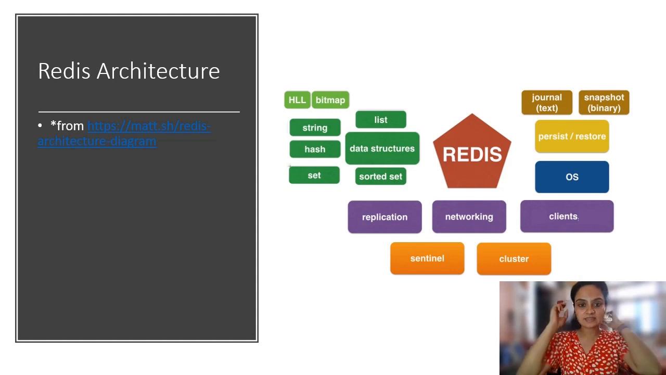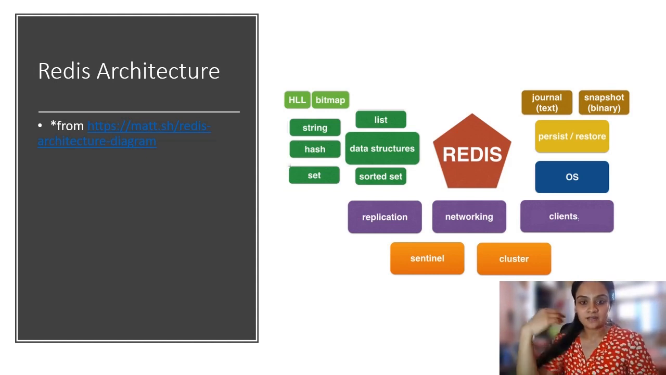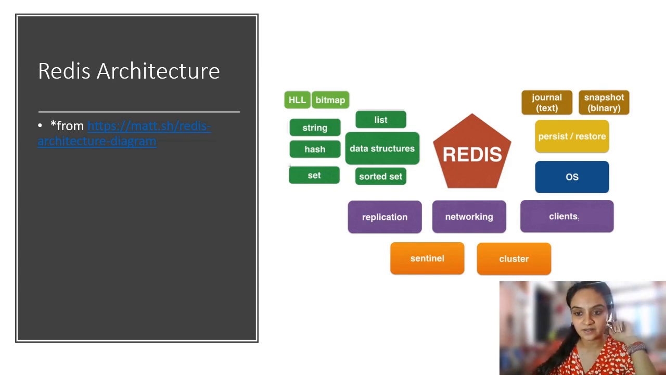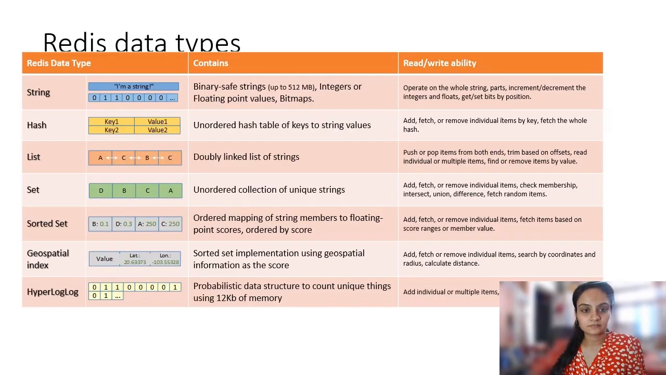So this slide just shows the general architecture, which covers all the commands, the topologies, which we are going to cover in some time, Sentinel, cluster. It also tells about the data types: string, hash, sets, lists, data structure, and sorted set, etc. So we are going to talk about these in detail.